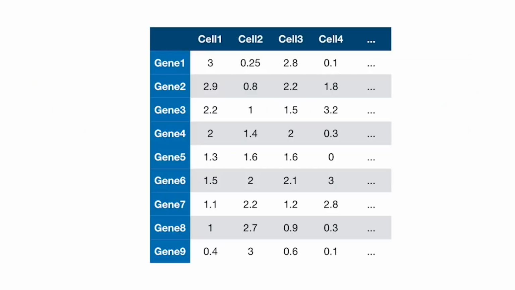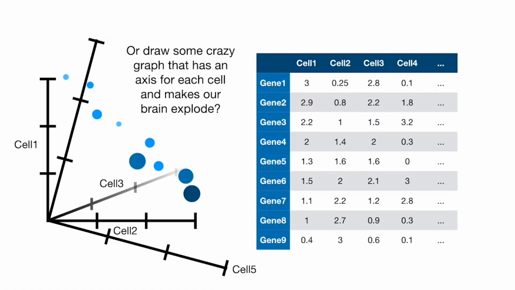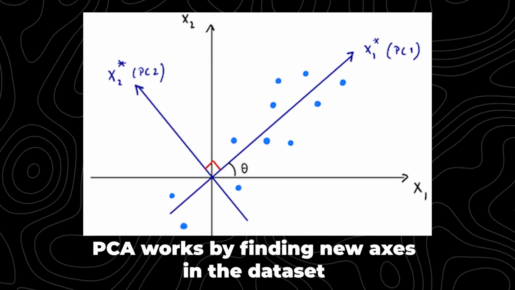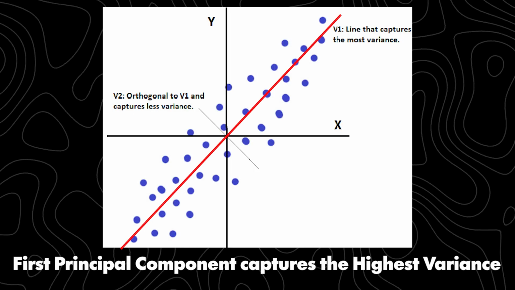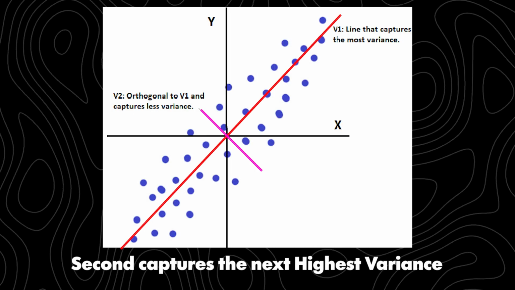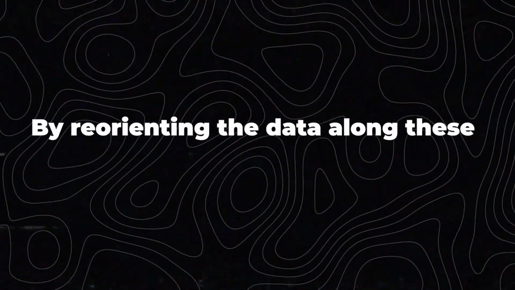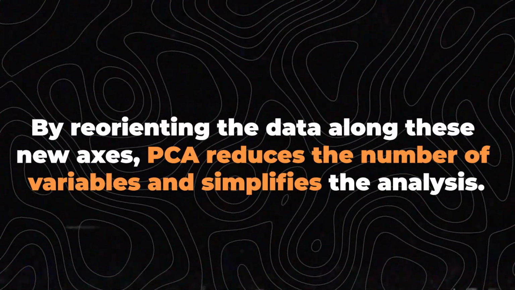This technique is especially valuable when dealing with large, high-dimensional datasets, as it simplifies the data while retaining most of the essential information. PCA works by finding new axes in the dataset along which the variance is maximized. The first principal component captures the highest variance, while the second captures the next highest, and so on. By reorienting the data along these new axes, PCA reduces the number of variables and simplifies the analysis.